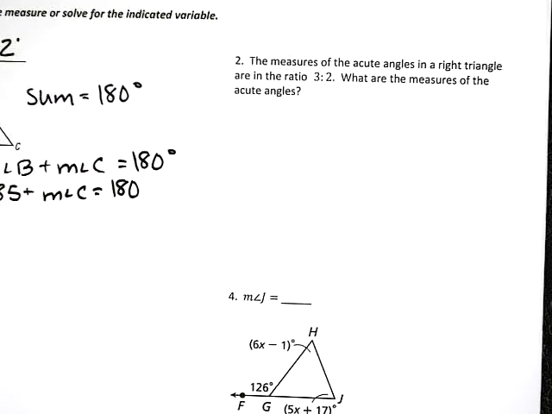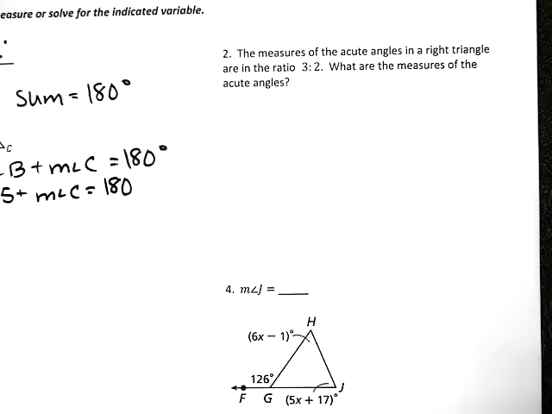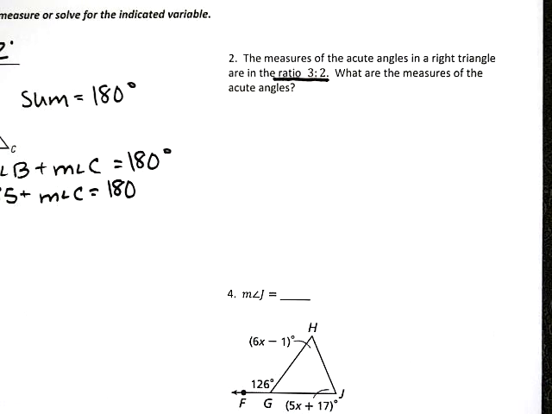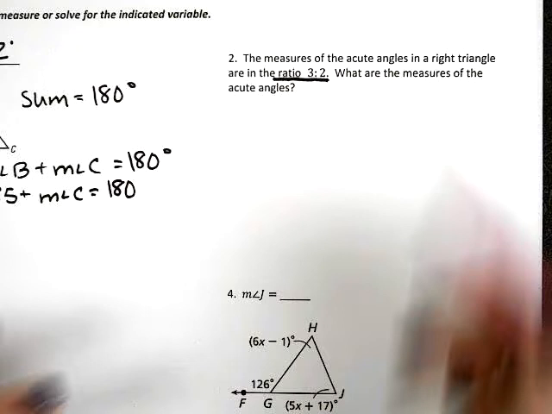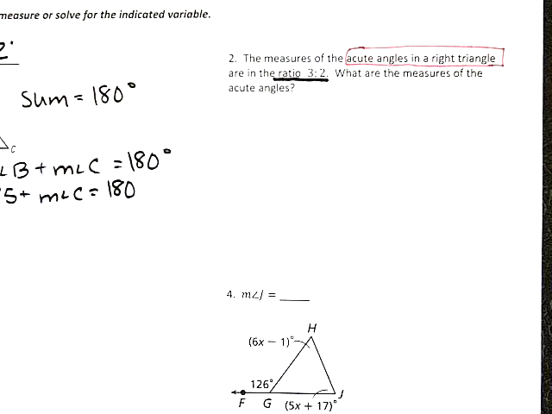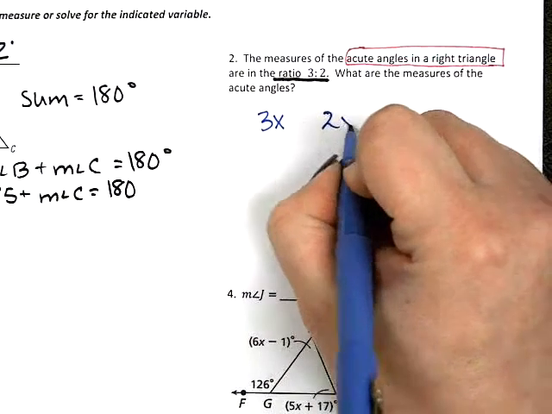Okay. Number 2, the measures of acute angles in a right triangle are in a ratio of 3 to 2. What are the measures of the acute angles? So the important part here that you have to pull out is it's the acute angles in a right triangle. And remember that the acute angles in a right triangle are always complementary. Okay? So in a problem like this, anytime you guys see the word ratio, I want you to think x. Okay? We have to put an x in there somewhere. They're in a ratio of 3 to 2. So we could call one of them 3x, and we could call the other one 2x.